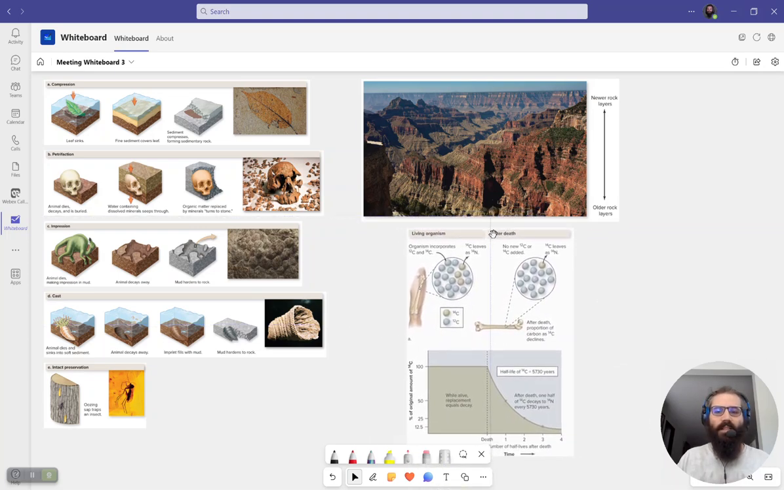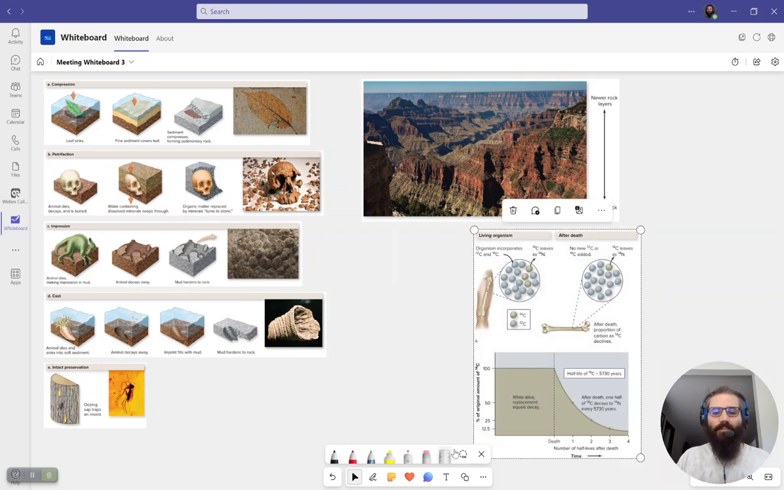I wonder if I can move the whole thing. Probably not. Never mind. I can do that.